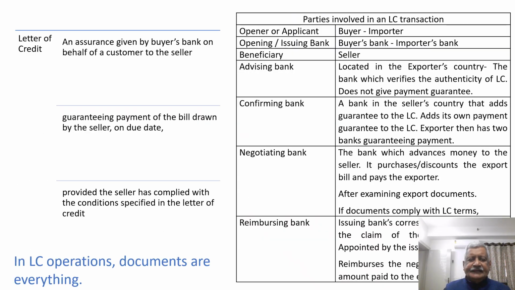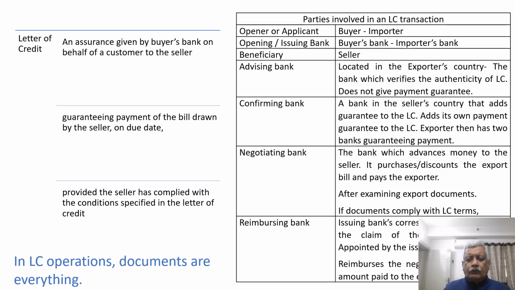What is meant by a letter of credit? It is an assurance given by the buyer's bank on behalf of a customer to the seller, guaranteeing payment of the bills drawn by the seller on the due date, provided the seller has complied with the conditions specified in the letter of credit. Let us now see the parties involved in an LC transaction.